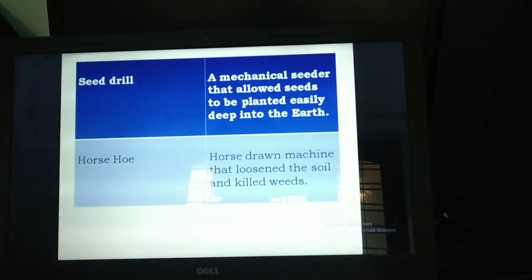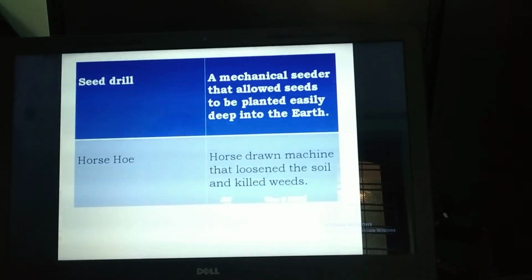And there are 2 more things to be learned. One is something called a seed drill. And what does it mean? It is a mechanical seeder that allowed seeds to be planted easily deep into the earth. Which means the people did not have to spend their time to put the seed. There was a seed drill that allowed the seeds to be planted easily deep into the earth.